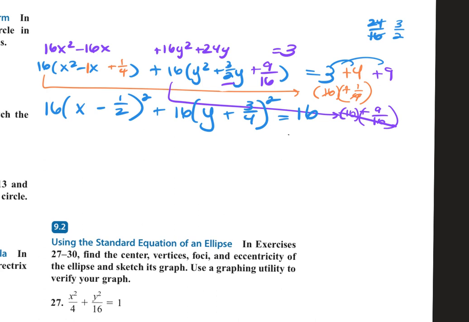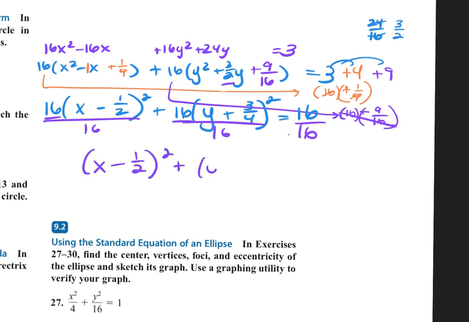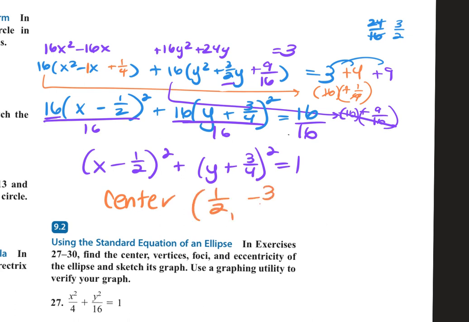So now if it's a circle, whatever's on the front here should be the same as what's on the front there. So when I divide everything by it, it goes away. It happens to equal 1 this time, but it doesn't have to. So then my center is 1/2 and negative 3/4, and my radius is 1.